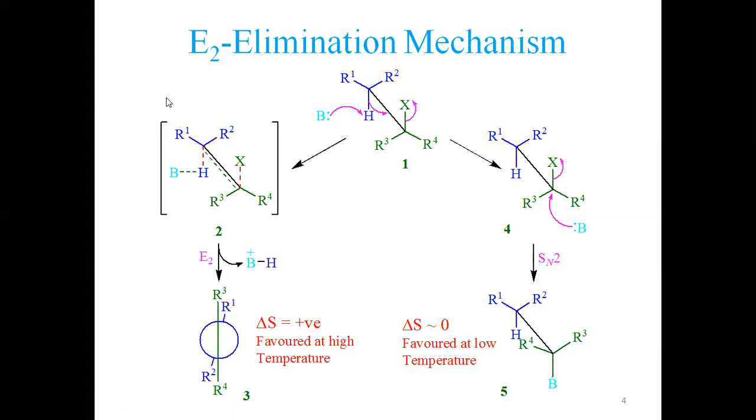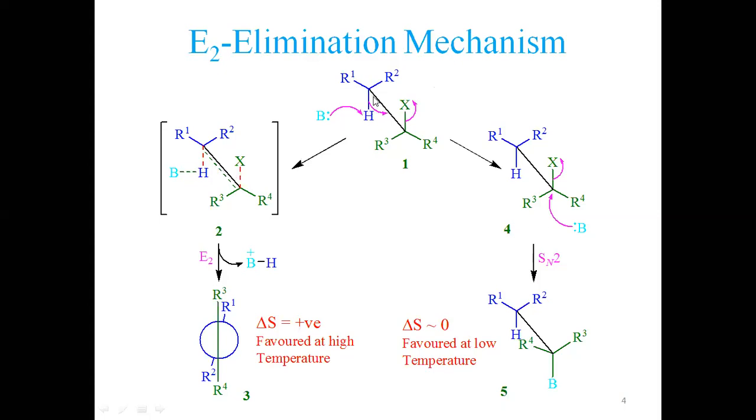Why is this E2? Because base and substrate both are reacting here. Base and substrate form a product, passing through a transition state. What is the transition state? This bond between X and carbon, which I have presented in red, is breaking. The bond between hydrogen and carbon is breaking. Of the two bonds, one is breaking with an electron pair, the other is breaking without an electron pair, right?